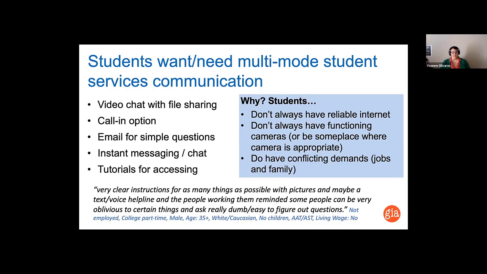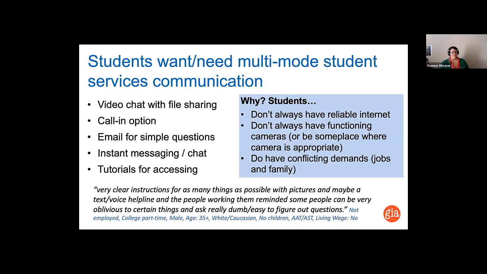But apps that do video without the file sharing, students don't see the point, since the whole point of reaching out to student services is that they're looking for information. And so they want to be able to have a file sent to them, or to have a website link given to them, whatever it is. Second is a call-in option. As I mentioned, they don't always have that reliable internet, so being able to call in is really helpful.